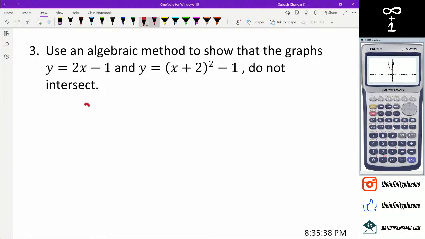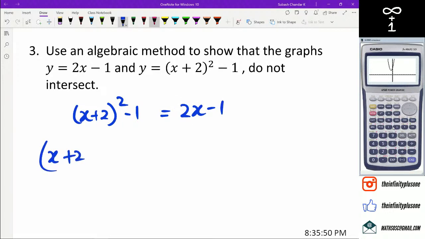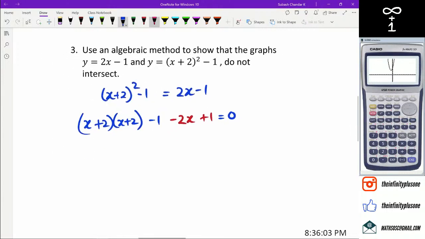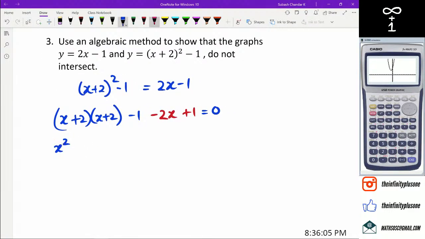So to do this, we're going to put both of these equations equal to each other. So we've got x plus 2 squared minus 1 equals 2x minus 1. So we're going to expand the brackets here. So we got x plus 2 times x plus 2 minus 1. I might as well bring this 2x minus 1 to this side because it's going to become minus 2x plus 1, and all of that is equal to 0. So expanding the brackets, I've got x squared plus 4x plus 4 minus 1 minus 2x plus 1 equals 0. What have I got here?